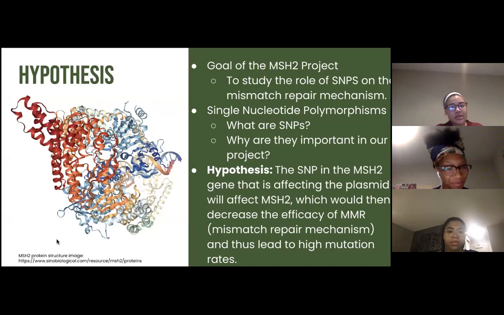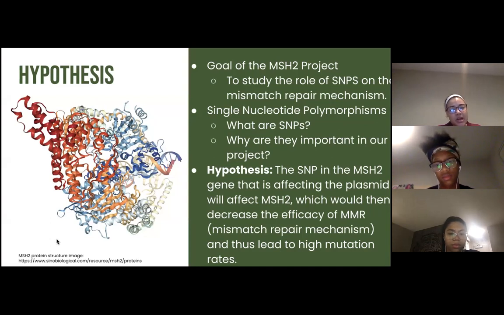SNPs, or single nucleotide polymorphisms, are a type of polymorphism that involve the variation of a single base pair. SNPs are used in the human genome to study how they correlate with disease, drug response, and other phenotypes. Sometimes a SNP does not change the protein sequence, thus tying into our hypothesis for this project that the SNP in the MSH2 gene that is affecting the plasmid will affect MSH2, which would then decrease the efficacy of MMR and thus lead to high mutation rates.